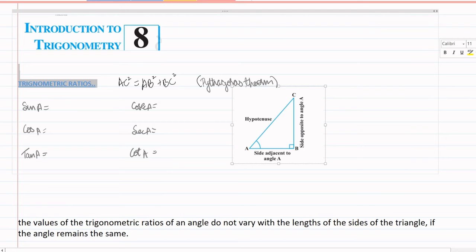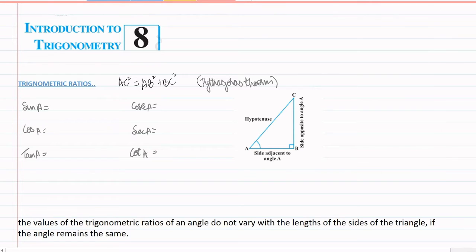So hey guys, today I'll be making your trigonometry easy. This is one of my favorite chapters in 10th. We all know the Pythagoras theorem of a right angle triangle: AC square is equal to AB square plus BC square. So let's learn trigonometric ratios.